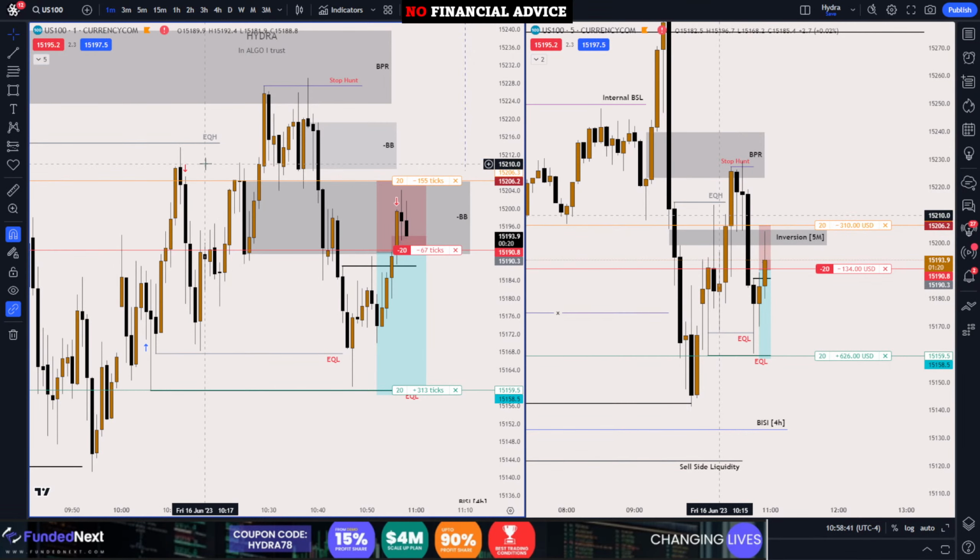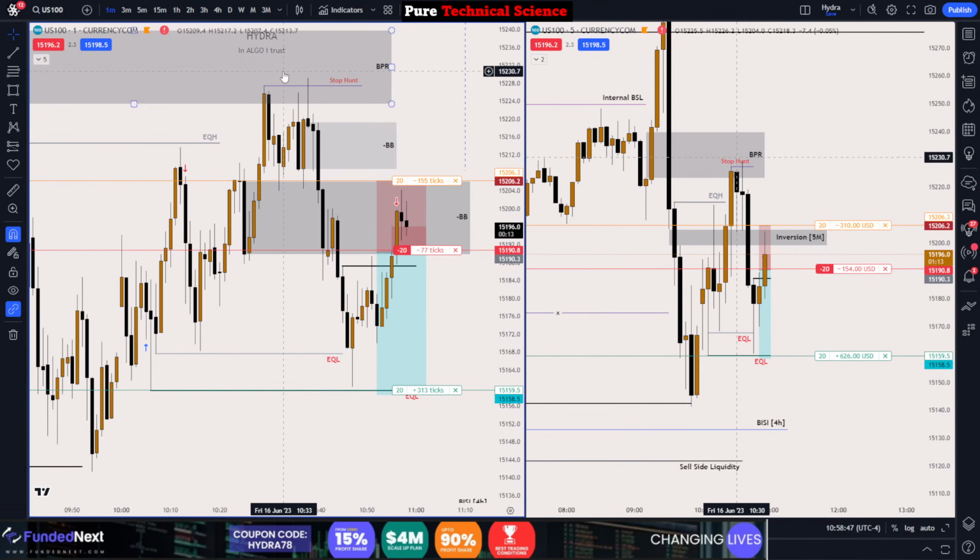Okay, it moved in my favor. I trailed the stop loss to my entry, then it just came down, hit my stop loss, and then it moved higher, hit my TP right here.